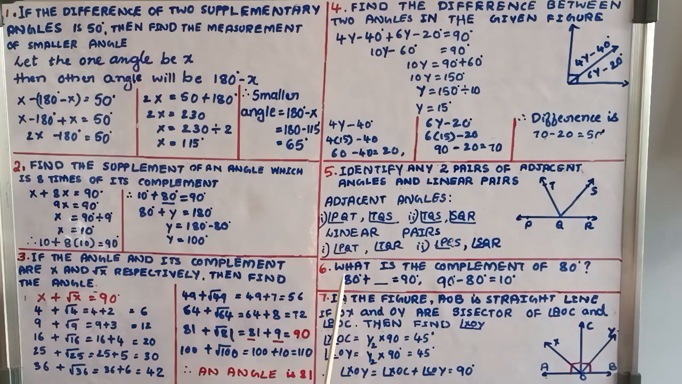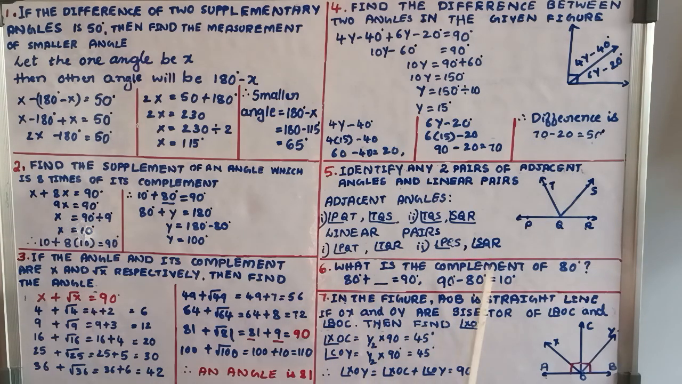Next, linear pairs. PQT and then we have to take TQR. The sum of the angles should be 180 degrees and they should have a common arm, that is TQ. One more example, PQS and then SQR. Here also the sum of these two angles is equal to 180 degrees and QS is the common arm. Here also you can observe QS is the common arm.